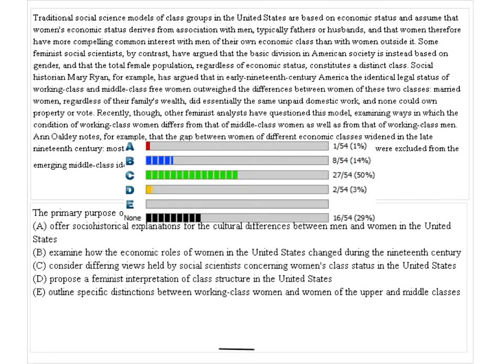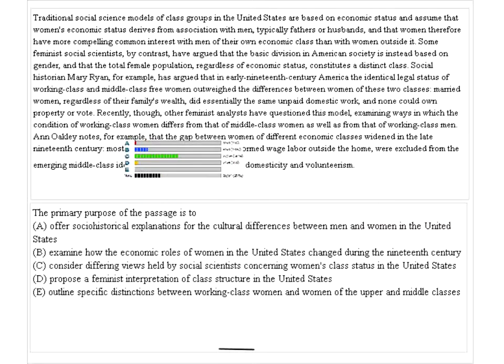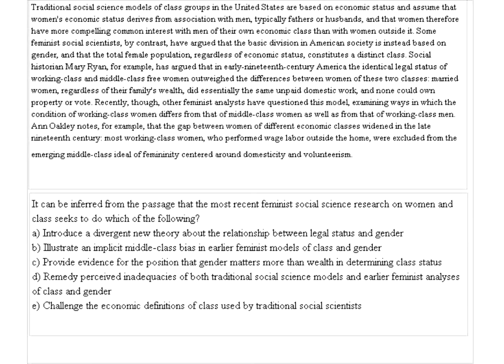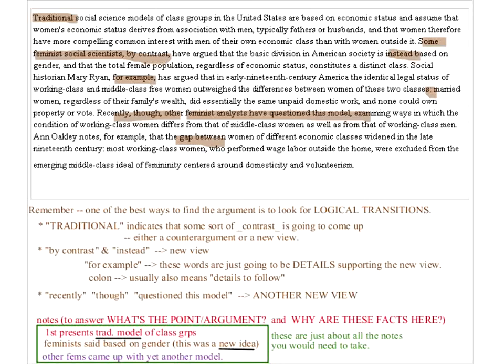Okay, here's your statistics. Move them out of the way. So you guys definitely picked this correctly. It's C. If you're making a prediction here, it should be pretty clear that that's what's going on. Here's our notes that we had. Remember, all you had to write down was this. Someone gave the traditional model of class groups.